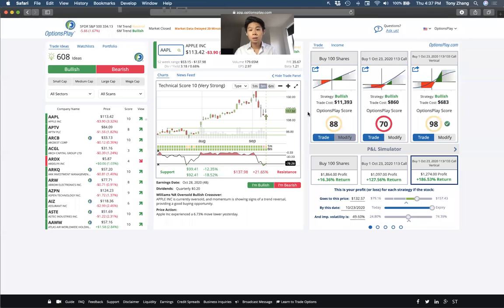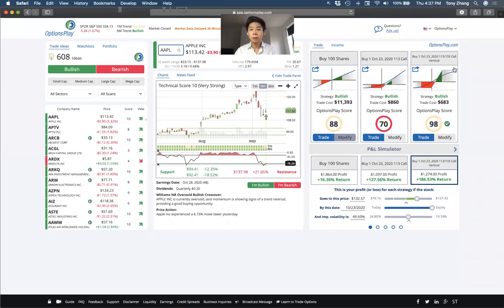So OptionsPlay, as you can see, when you first log in, you can click on either I'm bullish or I'm bearish. It will automatically show you 3 strategies. So what you'll always notice when you click on I'm bullish is buying the stock. That's the first strategy that we're talking about. We talked about buying a call option. This is the simple option strategy that you would take. And then we have a call vertical. That's the debit spread that I was talking about.